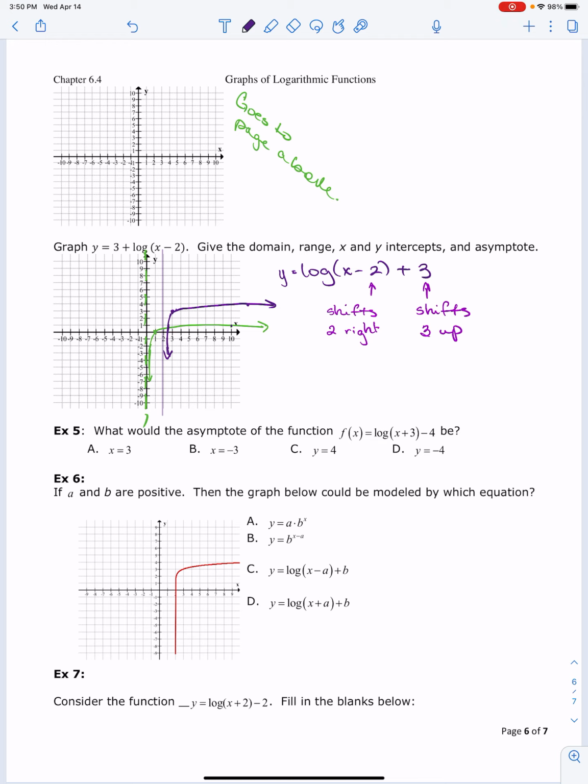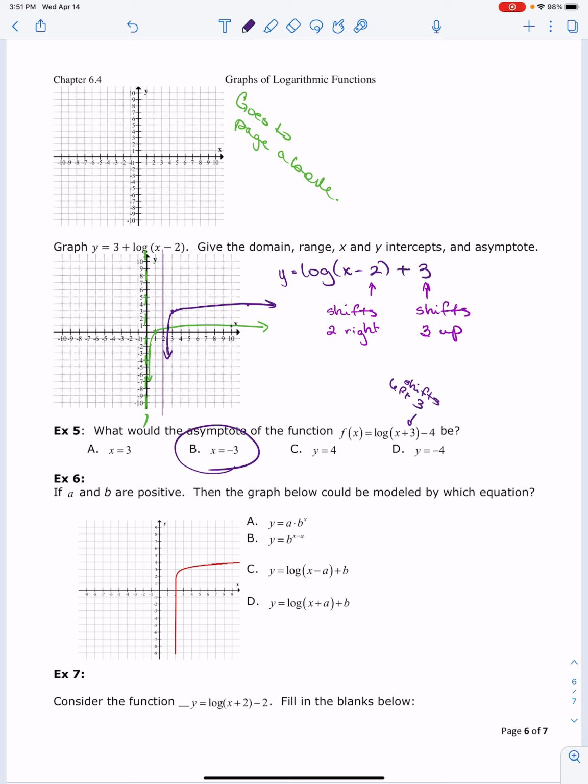So example 5 here, we want the asymptote of the function, log of x plus 3 minus 4. This shifts everything left. So that's going to include my asymptote. So my asymptote is going to move from x equals 0 to x equals negative 3.